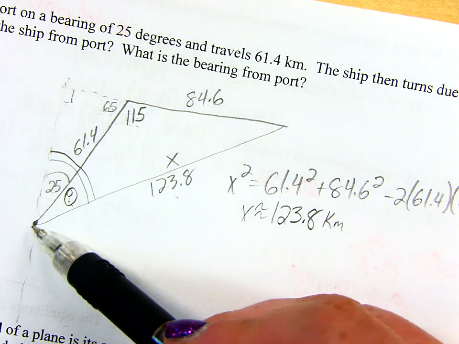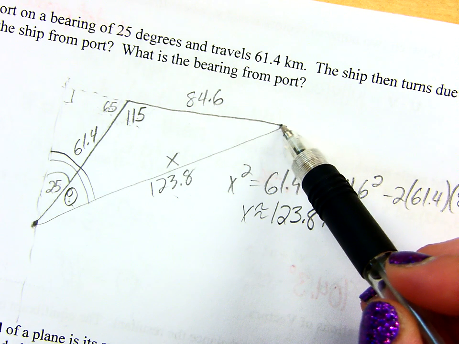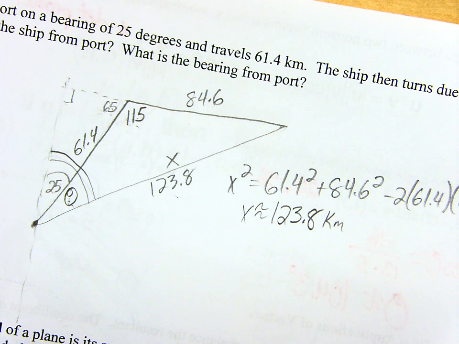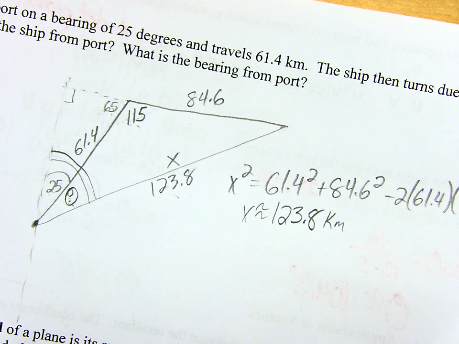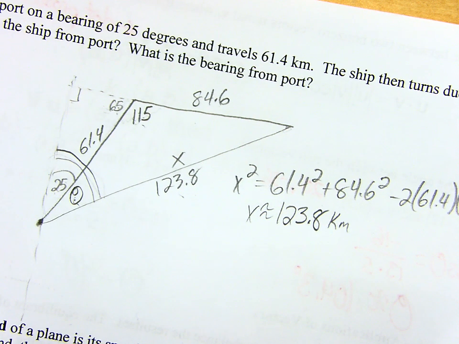The bearing, so here was your port, right? And now the ship's over here. So just find that angle. You had to find this whole big angle. But in order to find it, you have to find this little one, and then add it to 25. That's not that hard, if you know law of sines.